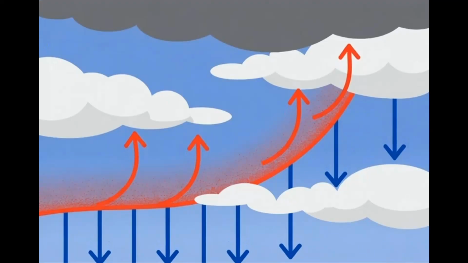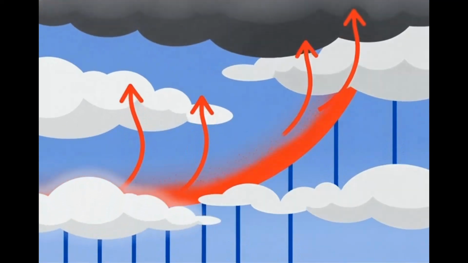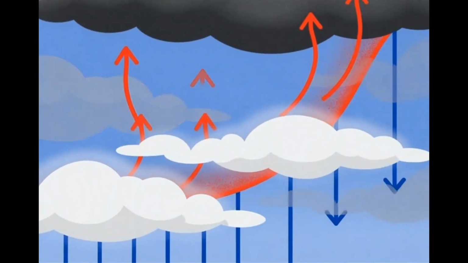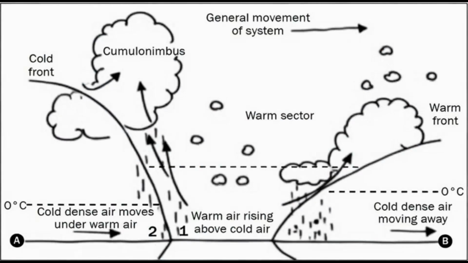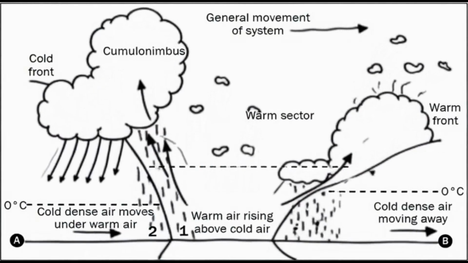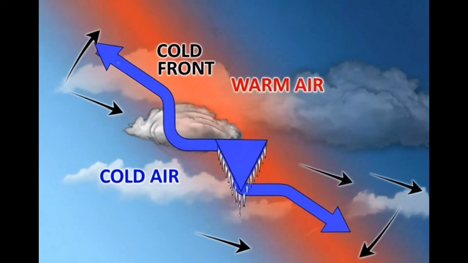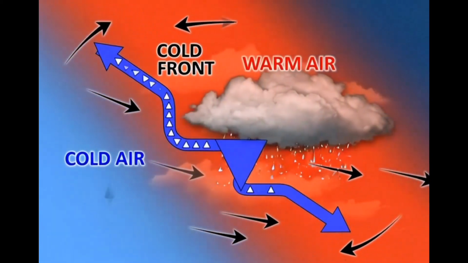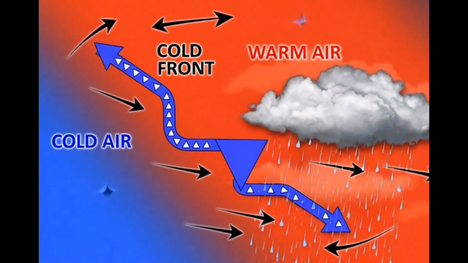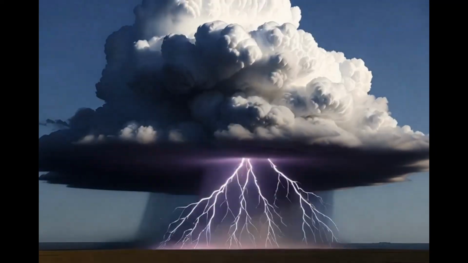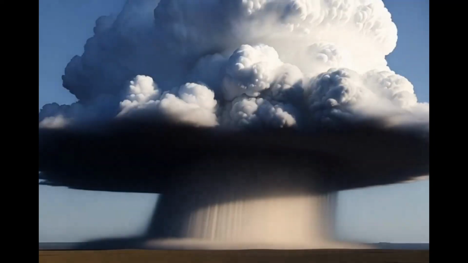The cold front pushes in aggressively. It forces warm air to rise quickly. A cold front forms when cold, dense air moves forward and wedges beneath warm air. This rapid uplift creates tall cumulonimbus clouds. The cold front brings heavy rain, thunderstorms, and sudden temperature drops. Winds shift sharply as the front passes, making it one of the most dramatic features of a mid-latitude cyclone.